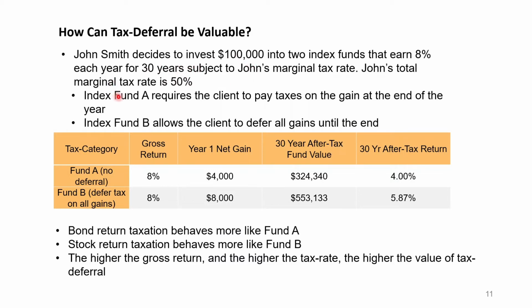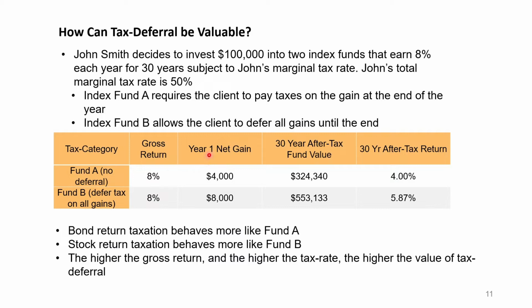Index fund A requires the client to pay taxes on the gain at the end of each year. So there's no tax deferral here with index fund A. Index fund B allows the client to defer all gains until the end of the 30 years. Again, the gross return is 8%. The marginal tax rate is 50%. So let's do a comparison between fund A, which is no deferral, and fund B, where you can defer all the gains for 30 years. And in both cases, the gross return is 8%.